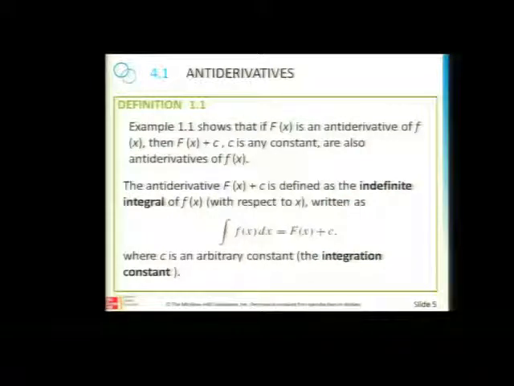So this example shows that given a function, if you have an antiderivative F(x), then F(x) plus c is also an antiderivative. So this arbitrary constant doesn't really matter, all right? Now, this concept will bring us to the indefinite integral. Since F(x) plus c is the antiderivative of the function small f(x), we define the indefinite integral of f(x) to be the antiderivatives, F(x) plus c. Of course, c is an arbitrary constant.